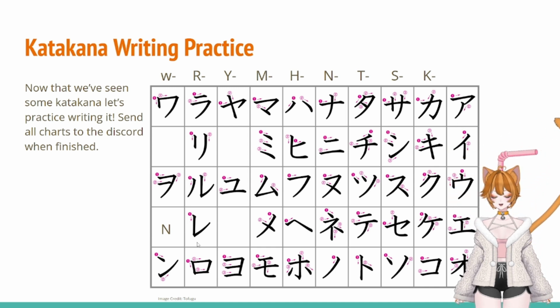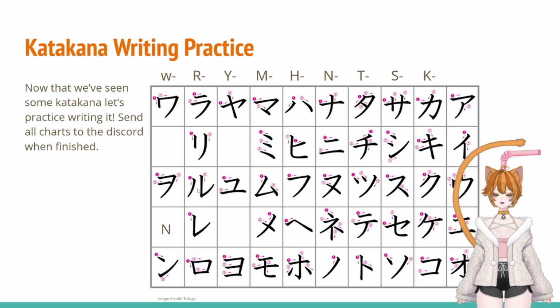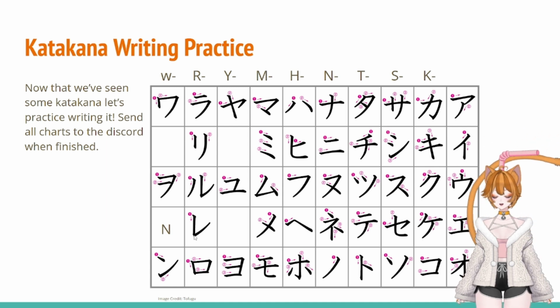And re is literally just going to be this right side of our ru. So we just come down with our nice straight vertical line, and then we have a curved line that comes out of the right side. All one stroke.